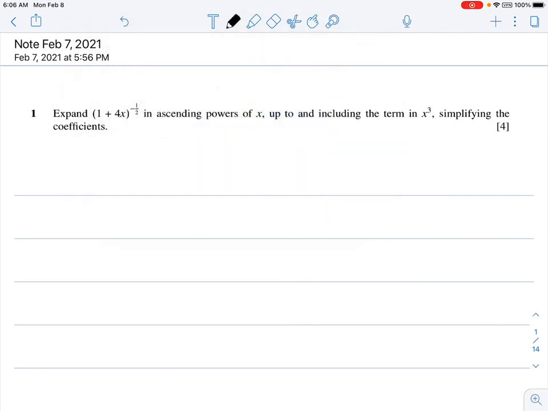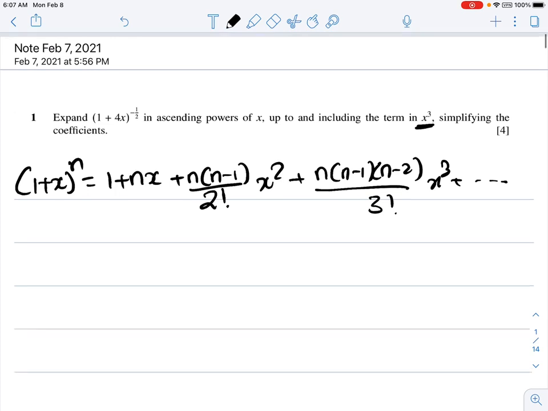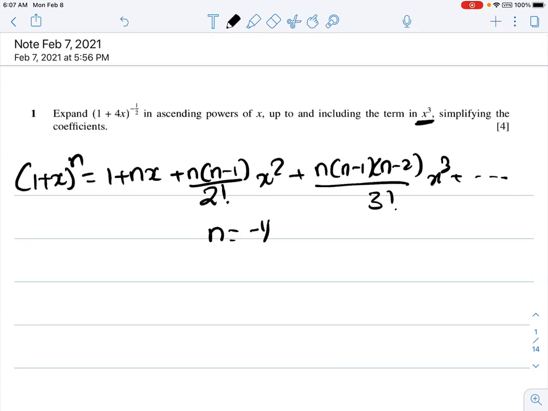From binomial expansion, (1 plus 4x) whole to the power of minus half. For this we just need to know the formula: (1 plus x) to the power of n is equal to 1 plus nx plus n times (n minus 1) upon 2 factorial x square plus n times (n minus 1) times (n minus 2) upon 3 factorial x cube and so on. Because he is asking up to x cube, we are writing out the 4 terms till x cube. Comparing, n is equal to negative 1 upon 2 and x is 4x.